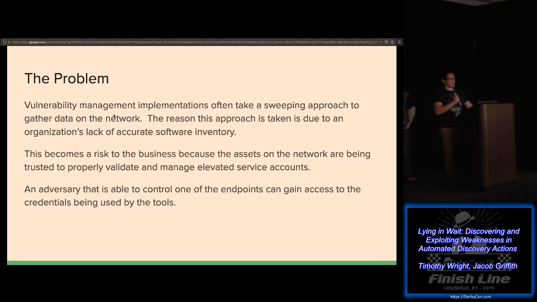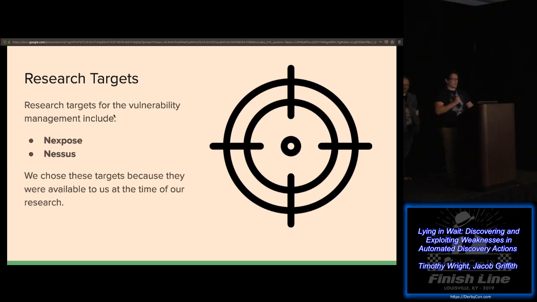The problem with vulnerability management tools is that they often take a sweeping approach to gather data on the network. The reason this approach is taken in some cases is because an organization might not have a good software inventory, so they're hitting as many endpoints as they can by doing a sweep to try to gather as much data as they can. This becomes a risk because an organization is trusting that those endpoints are not malicious.